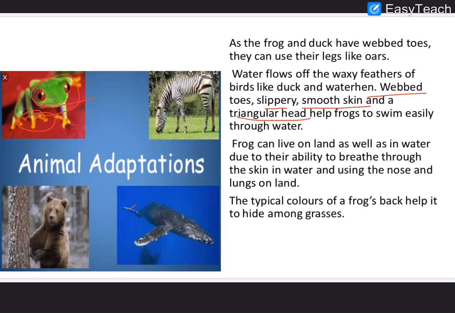And in the case of ducks, they have waxy feathers that help them to swim easily in water. And also webbed toes can be seen in the case of a duck.